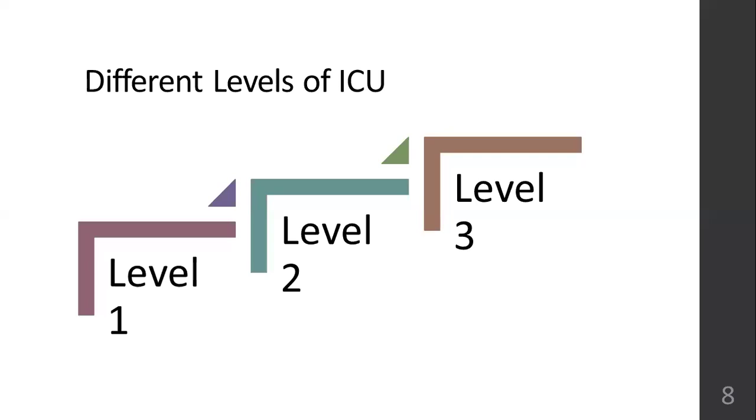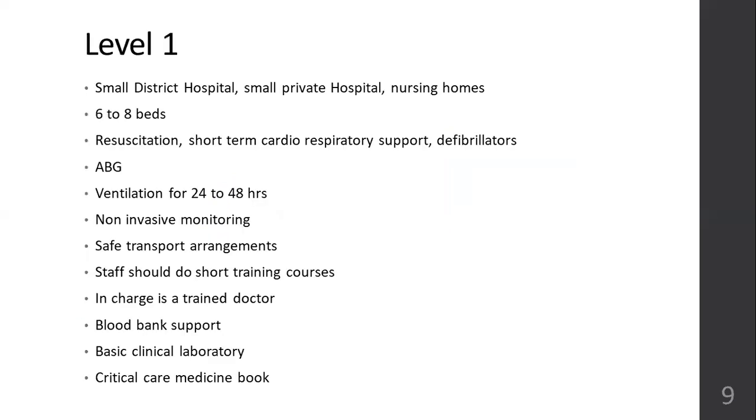Coming to the levels of ICU, there are three different levels: level 1, level 2, and level 3. Level 1 is a small district hospital or a small private hospital or even nursing homes. A level 1 ICU will not have more than 8 beds. Resuscitation is done. Short-term cardio respiratory support is given. Defibrillators are available.